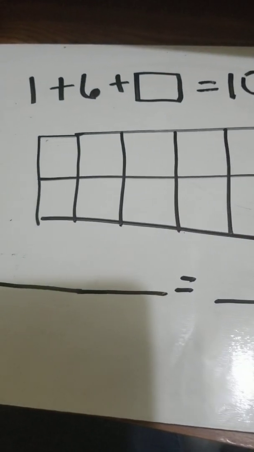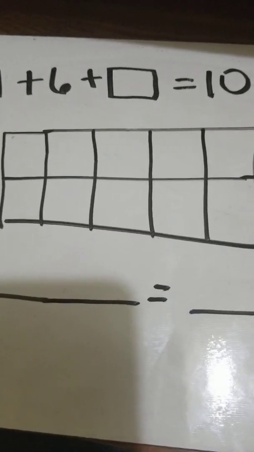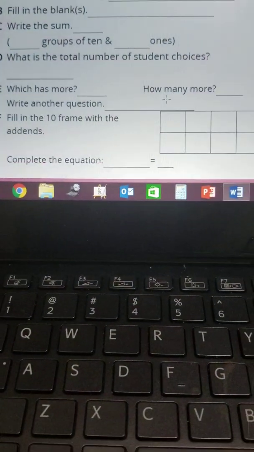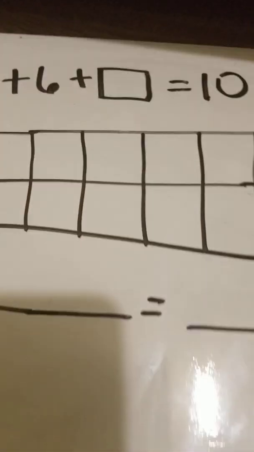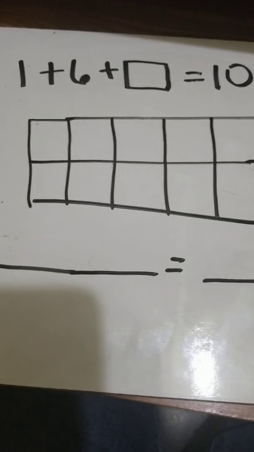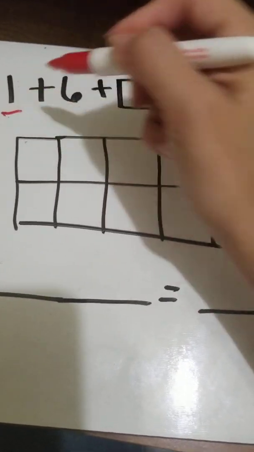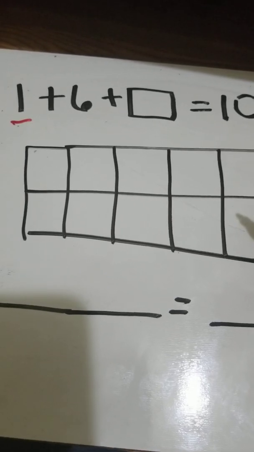So what we do is we're going to fill in the 10 frame using our add-ins, which is exactly what it asks us to do here. Okay? So what we have to remember is that you have to use all the add-ins in the 10 frame. So which one is our first add-in? The 1.